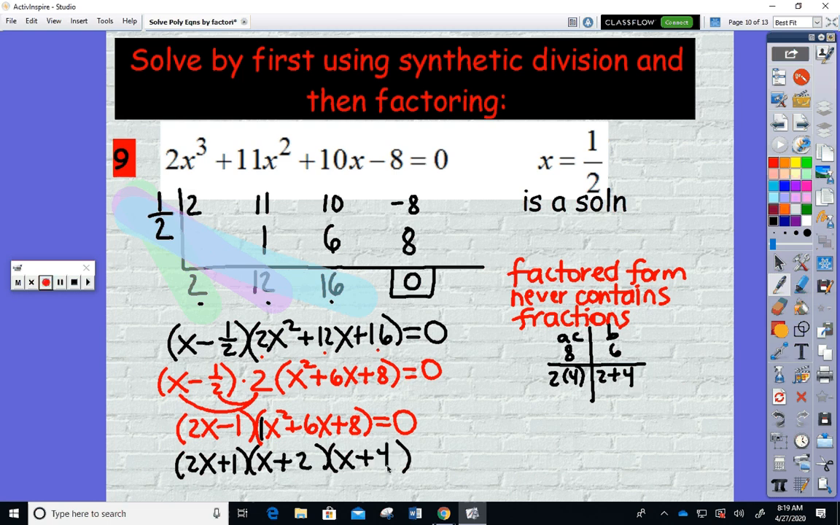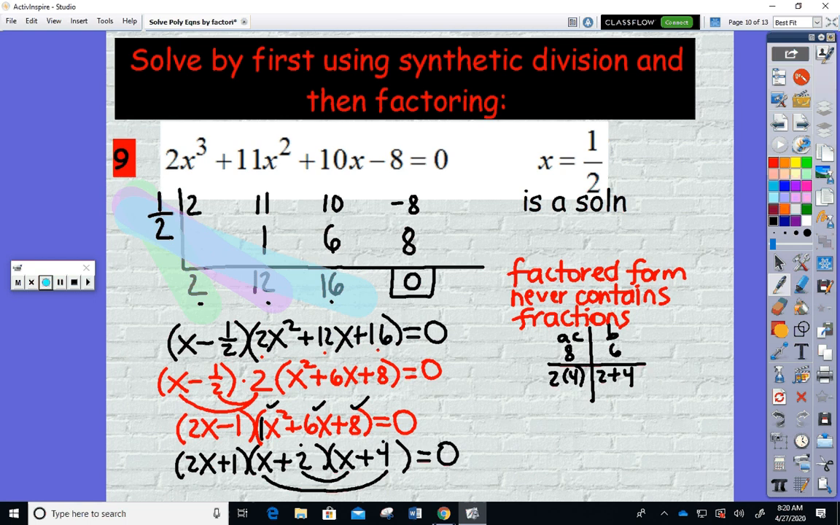Now remember, if you check that with the FOIL method, first would be x squared. That checks. Outer would be 4x, inner is 2x. If you add outer and inner, 4x and 2x give you the 6x. Last, 2 times 4 is the 8. So I know what I'm doing is right because it multiplies back out correctly.